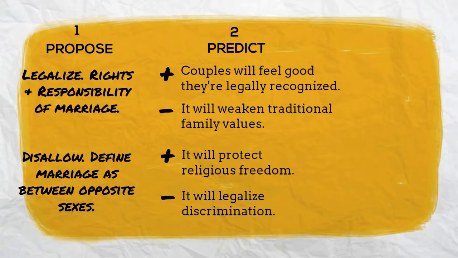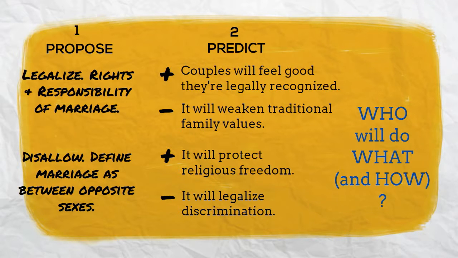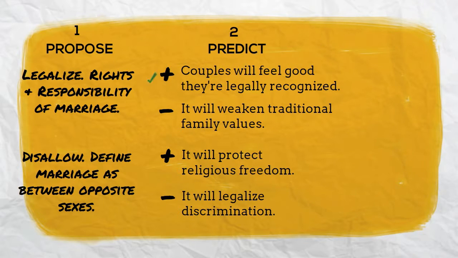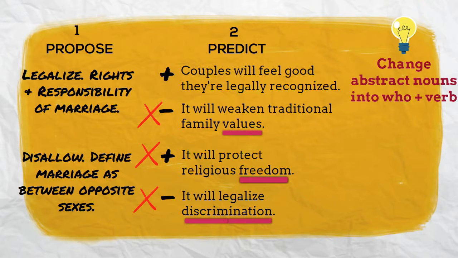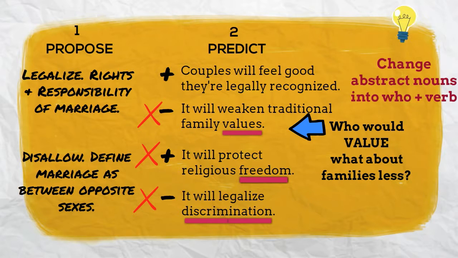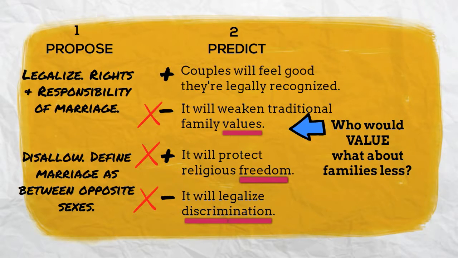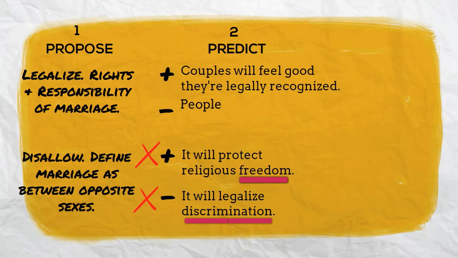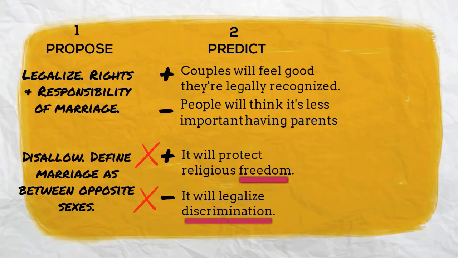Which ones are specific predictions? You can tell if they say who will do what, and if possible, how. This one says who does what, but with these 3, you need to change the abstract nouns into the verbs and say who is taking the action. So for this one, who would value what about families less if same-sex marriage were legal? One possible prediction is, people in general will think it's less important having parents of both sexes to raise children.